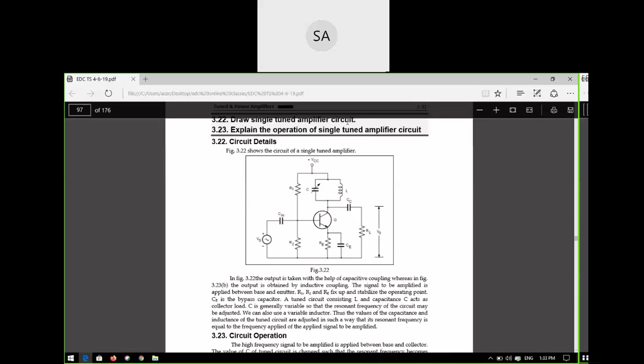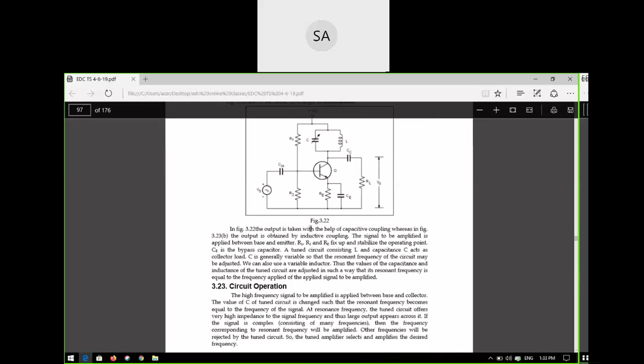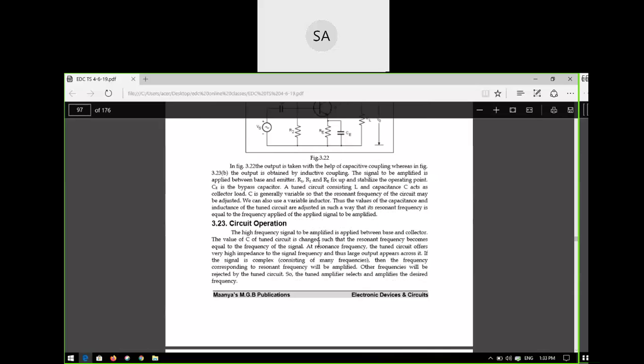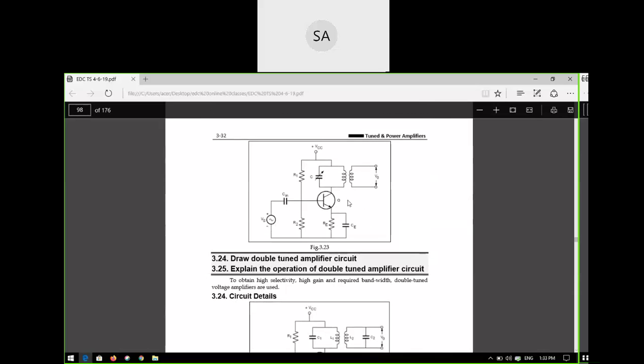So you will see tuned amplifiers used in all communication receivers. All communication receivers should contain these tuned amplifiers. Okay, so this is the single tuned amplifier. You can also draw it like this, there is no problem. Single tuned you can also draw like this.